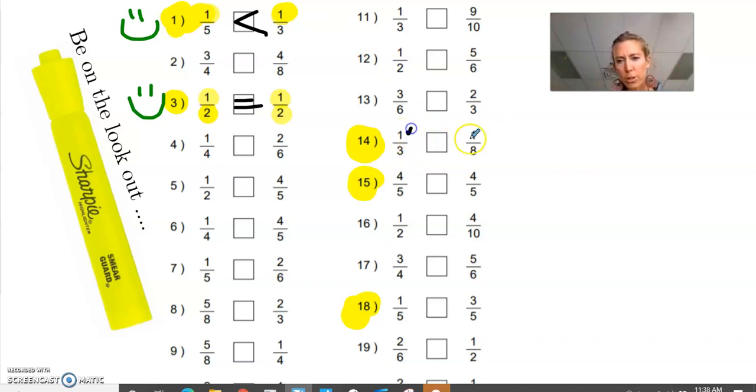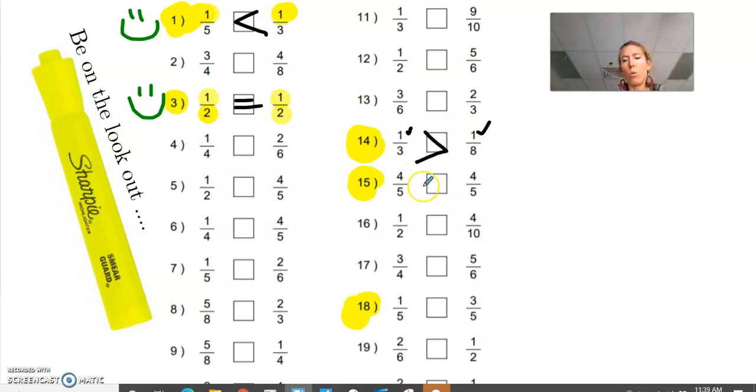Another one where the numerators are the same. So now I have to think not a 3 compared to an 8, but thirds compared to eighths. Would I rather want a third of a cookie or an eighth of a cookie? Either way, whether you like cookies or not, I'd want more food. More. I'd want a third. Okay? More. Thirds are going to be bigger. Even though 3 is smaller than 8, we're talking thirds.